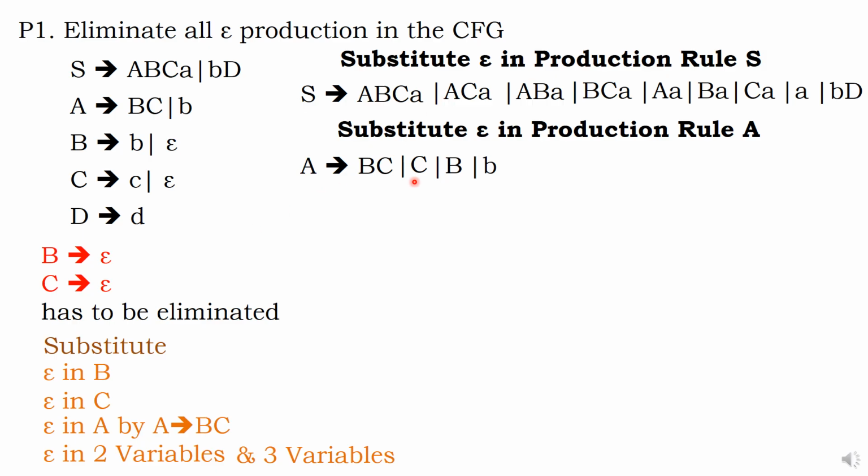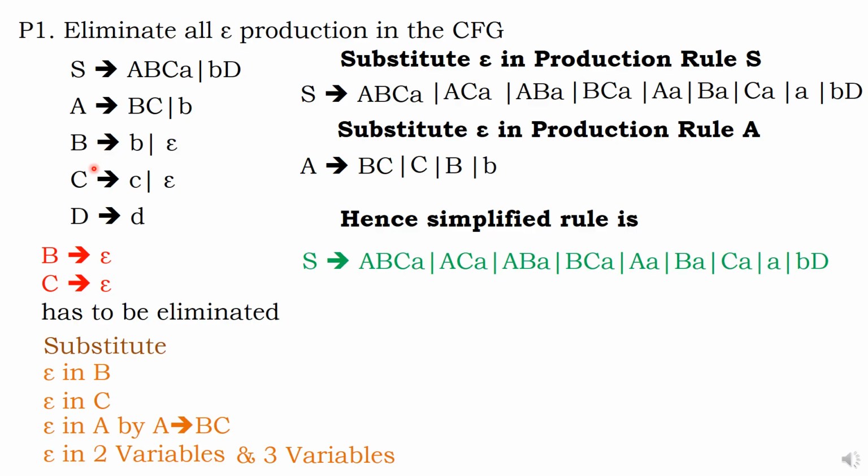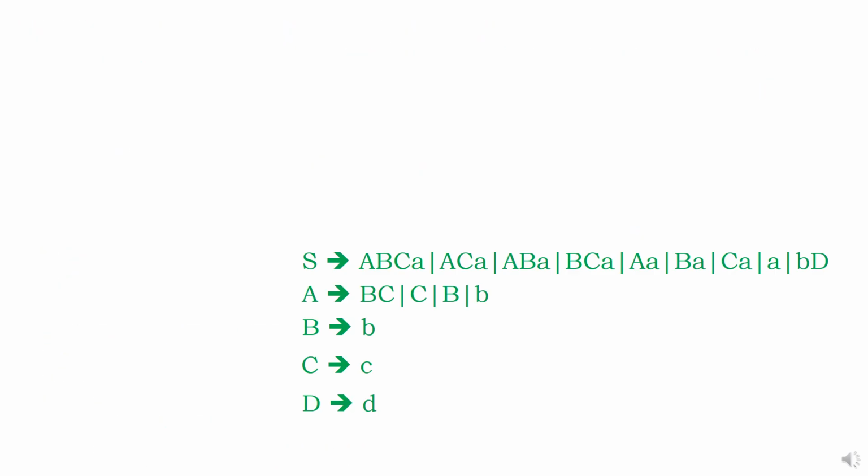This is your modified A rule. Now, these two epsilon can be kicked out. Now, who is remaining? I made it. This is your S rule. This is your A rule. B, C, D. Now, this is your final CFG. With this final CFG, we can go ahead with our VTPS.